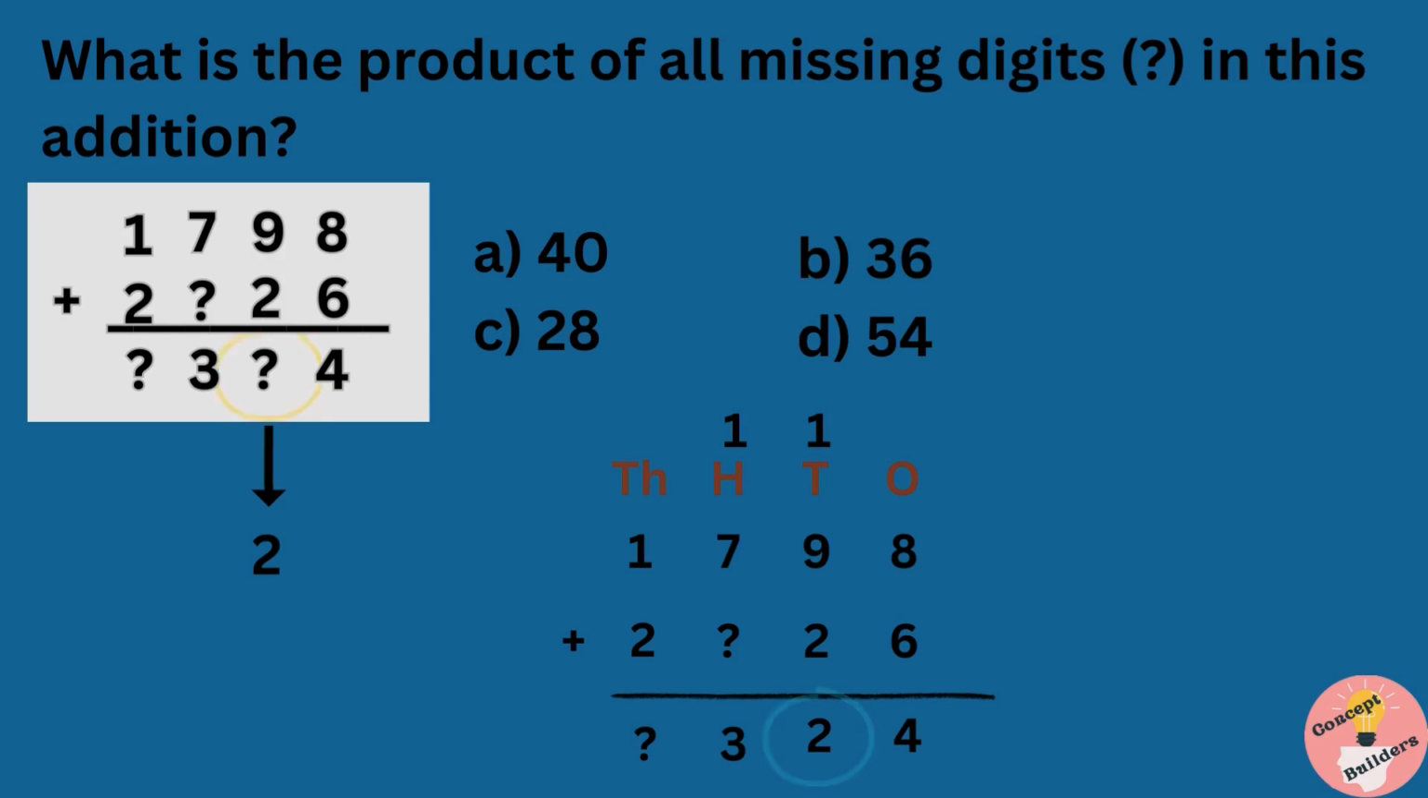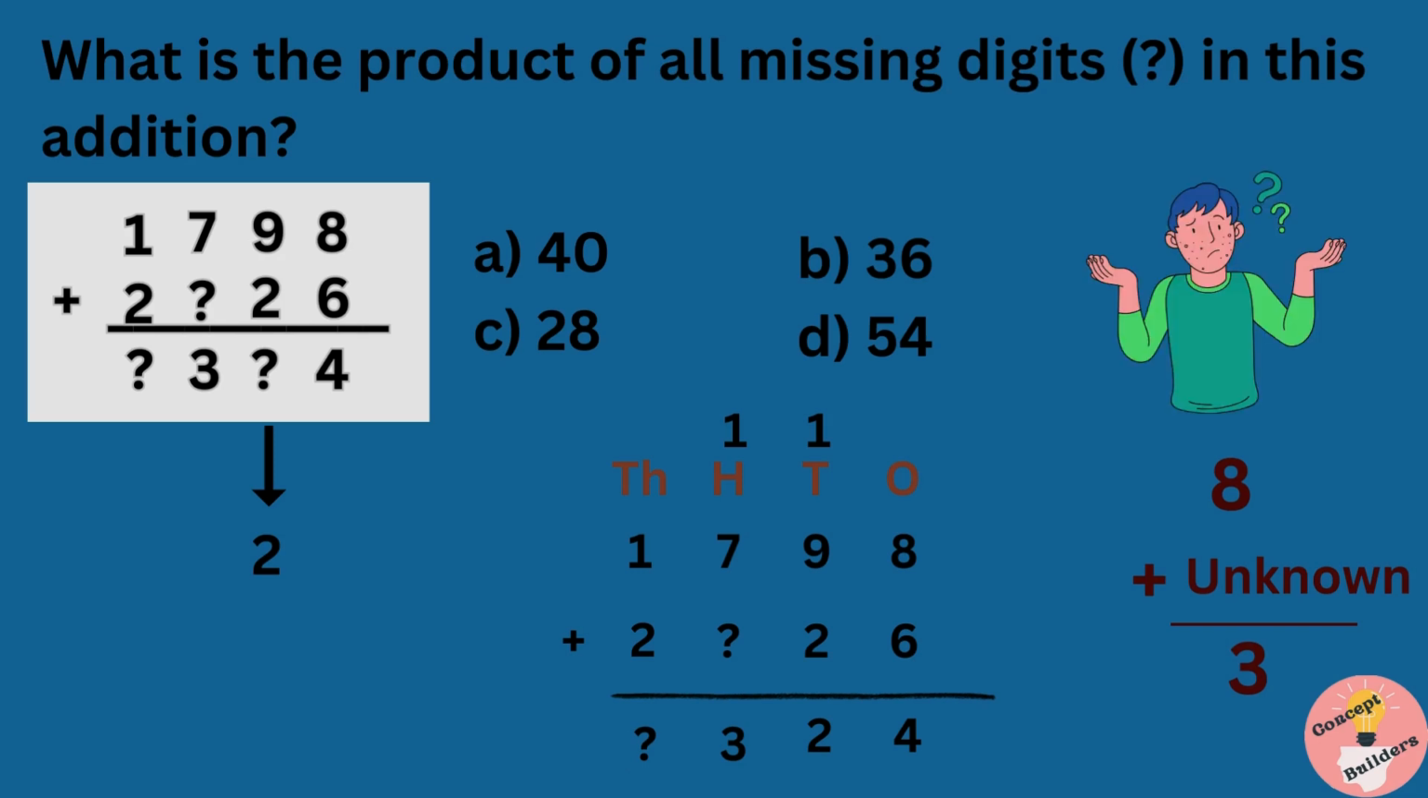Let's move to hundreds place. Here we have 7 and this carryover 1, total 8. But we also have this unknown digit. How do you find out this digit? Note that we have 3 here. That means 8 plus this unknown digit will give us 3. But 8 alone is more than 3, right? So how is this possible? This is actually not possible.